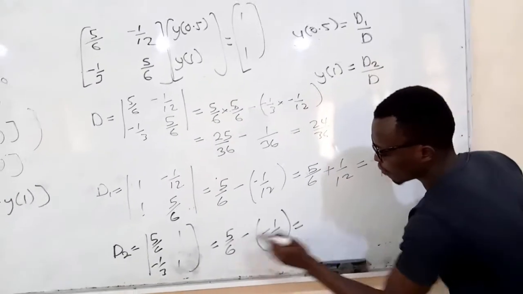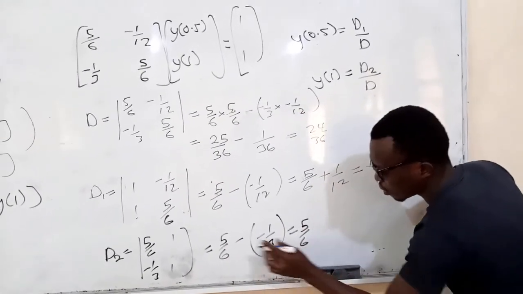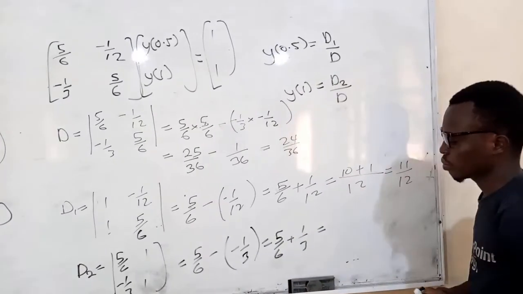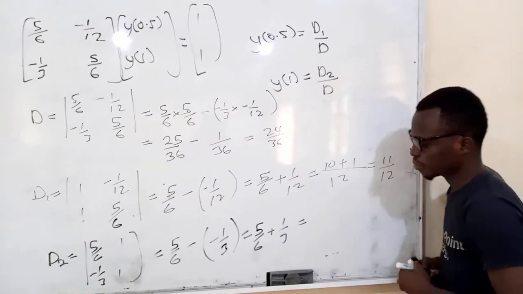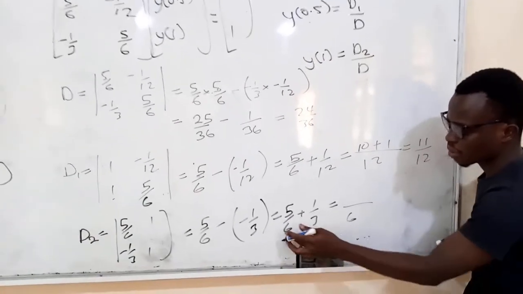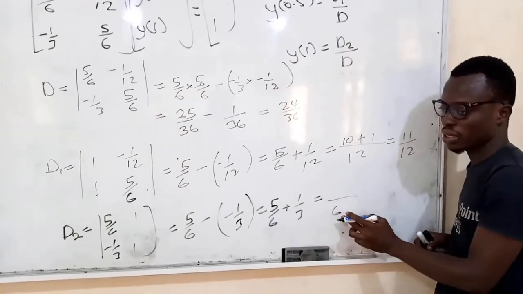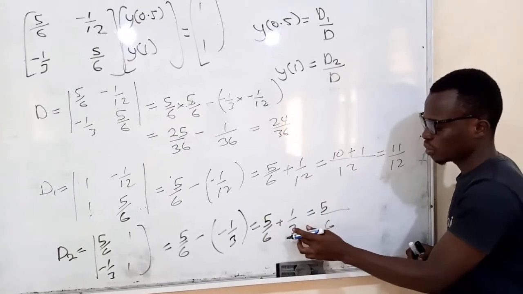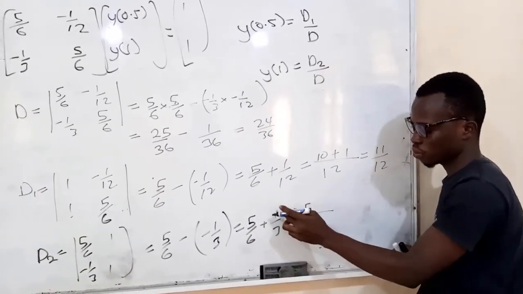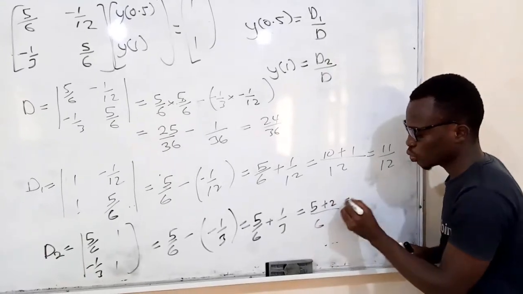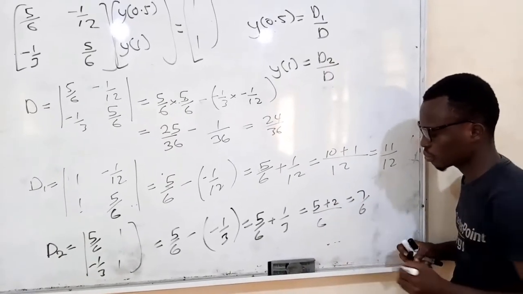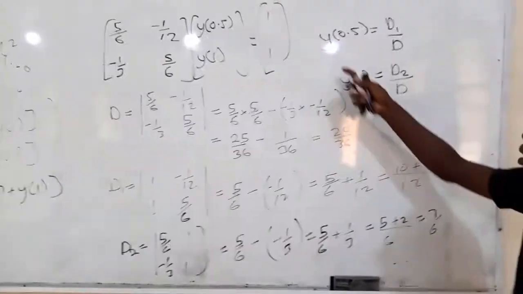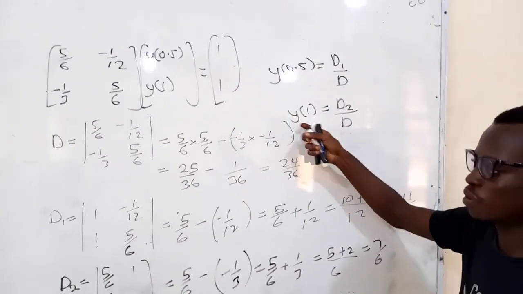Which will be equal to 5 out of 6 plus 1 out of 3. So the LCM is 6. Here becomes 6 going to itself 1, so 1 times 5, we're going to get 5 here. So this going to this 2 times this one is equal to 2. We're going to get 7 out of 6. So having our D1 and D2, now you can easily compute our y of 0.5 and y of 1.